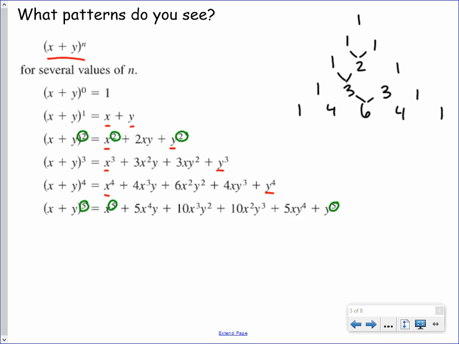In the coefficient. So, if I look at the expansion for x plus y to the 4th, my coefficients are 1, 4, 6, 4, 1, which is this row of Pascal's triangle. Okay, excellent. So, note that I am choosing my first and last term to be x and y, where they both have a coefficient of 1. Therefore, you can see Pascal's triangle.